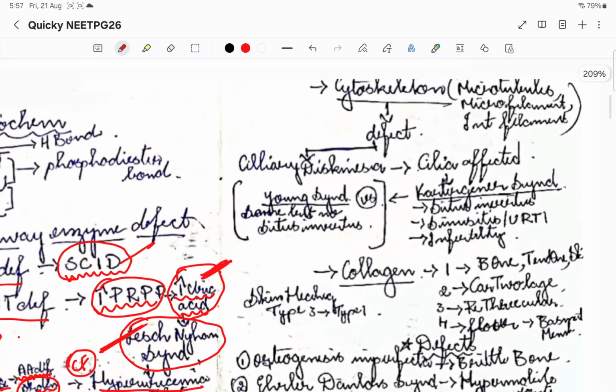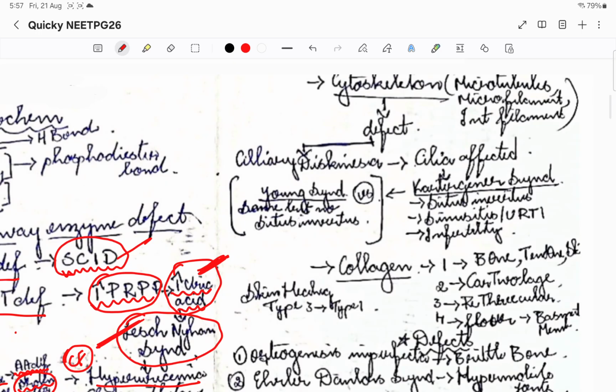Then moving on, we discussed the cytoskeleton. I was telling you I'll discuss the pathologies of the cytoskeleton when I come to biochemistry, so let us discuss those pathologies right now. There are three cytoskeleton components: microtubules, microfilaments, and intermediate filaments. I told you microtubules and microfilaments are dynamic, whereas the intermediate filament is static. Now let us see what pathologies might appear with a defect or deficiency of the cytoskeleton.